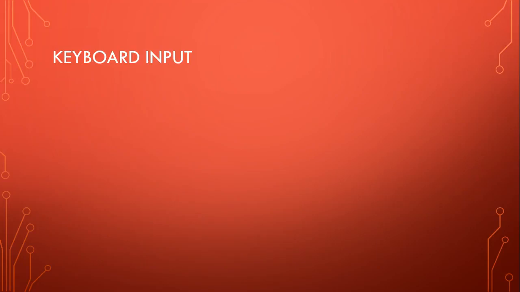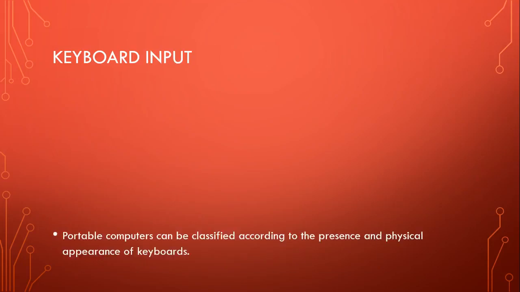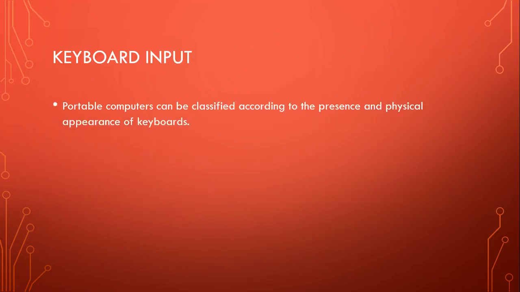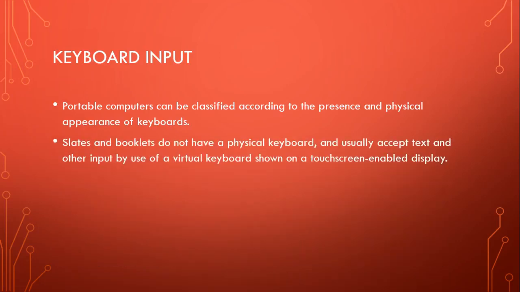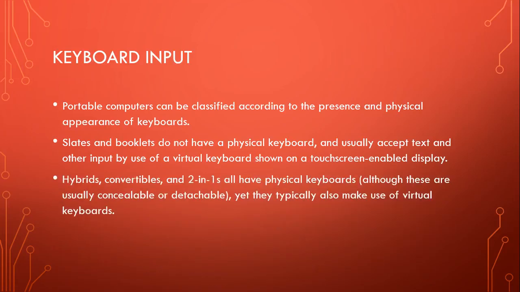Now, we need to discuss keyboard input a little bit more when we're talking about tablets. Portable computers can be classified according to the presence and physical appearance of their keyboards. Slates and booklets do not have a physical keyboard, and usually accept text and other input by use of a virtual keyboard shown on a touchscreen-enabled display. Hybrids, convertibles, and two-in-ones all have physical keyboards. Like the device I'm using right now has a physical keyboard. Though these are usually concealable or detachable, they can also make use of a virtual keyboard.